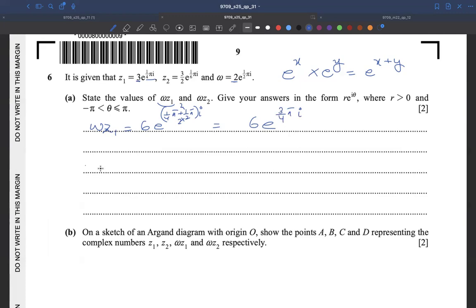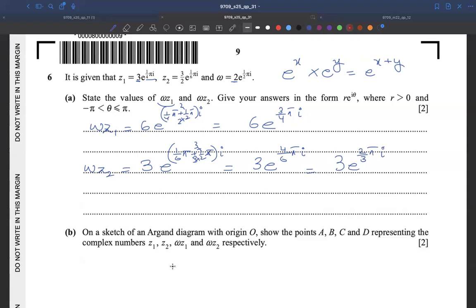And ωZ2 would be, so Z2 is 3 upon 2. So 3 upon 2 into 2 would be 3, into e to the power of 1 upon 6 π plus 1 upon 2 π iota. And the final answer would be, so multiplying this by 3, we'll get 3e to the power 3 plus 1 is 4. So 4 upon 6 π iota, or we can also simplify it and write it as 3e to the power of 2 upon 3 π iota.